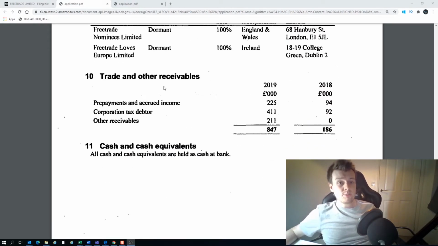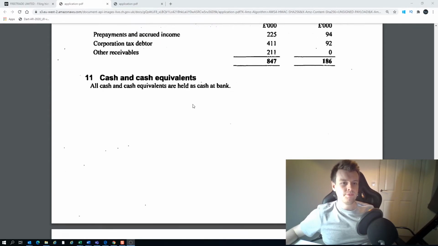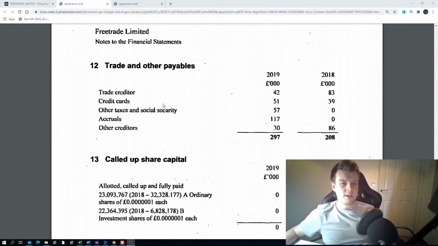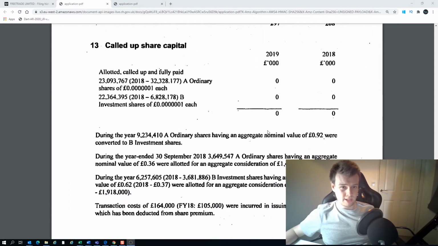Then obviously you can see the split between the trade debtors, so what people owe us, and here we can see obviously there's that corporation tax that we were talking about before. We can see some of the other stuff that we have receivables for as well. Cash is just cash at the bank. We then have creditors, which would be what we owe other people. Nothing too untoward here, so we're going to skip over that.